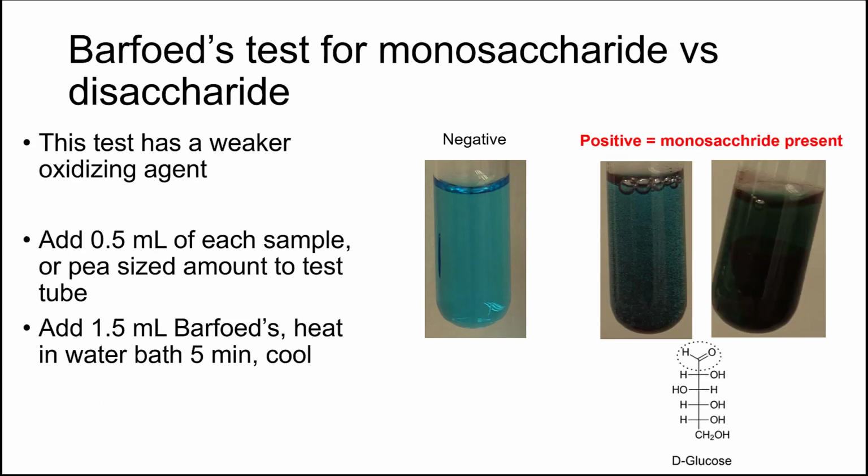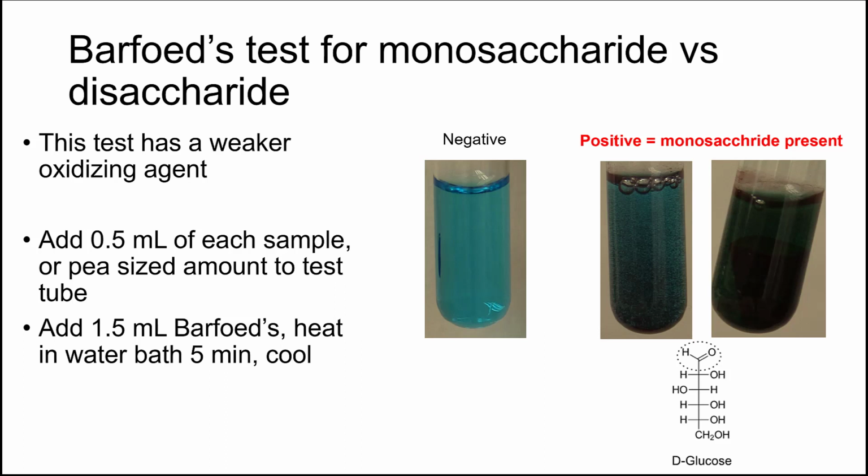A positive test, which can range from orange to green to brick red, indicates that a ketone or aldehyde is present. The Barfoed's test will test for monosaccharides versus disaccharides. With different oxidizing agents, reducing disaccharides are considerably less reactive compared to monosaccharides. A reducing sugar can be classified as mono- versus disaccharide by reacting it with Barfoed's solution. Barfoed's test only gives positive tests for monosaccharide reducing sugars. This test has a weaker oxidizing agent.